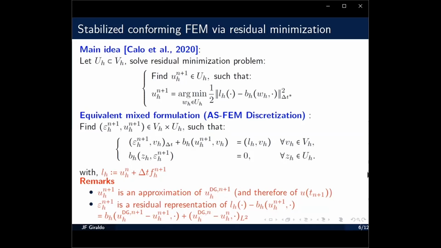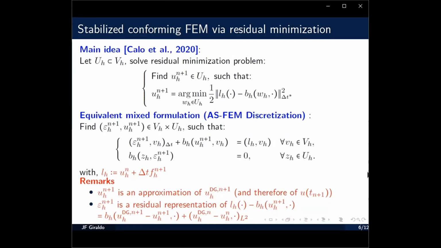Now we're going to extend the idea of Calvo et al. in 2020 for a steady formulation. The main idea behind the method is to find a continuous solution for each time step in U_h, such that U_h is a proper subspace of the broken polynomial space P_h that we already defined for the discontinuous approximation. What we do now is to find a solution in n+1 in U_h such that this solution is the minimum residual in the dual of the fully discrete energy norm of the DG formulation we already defined.